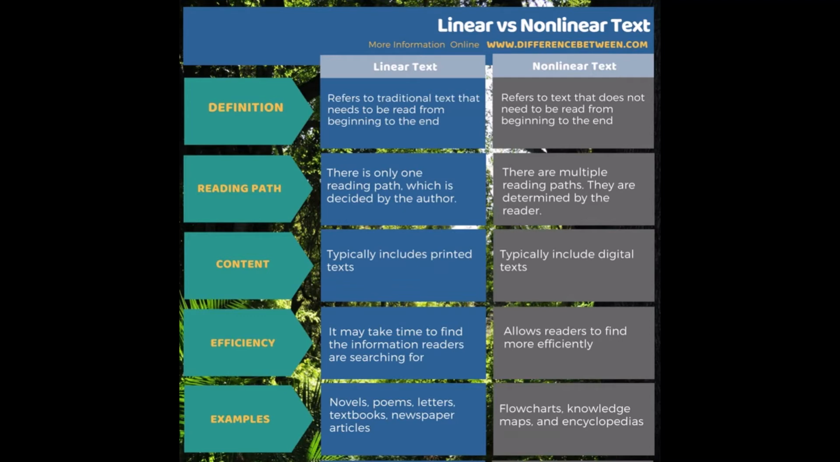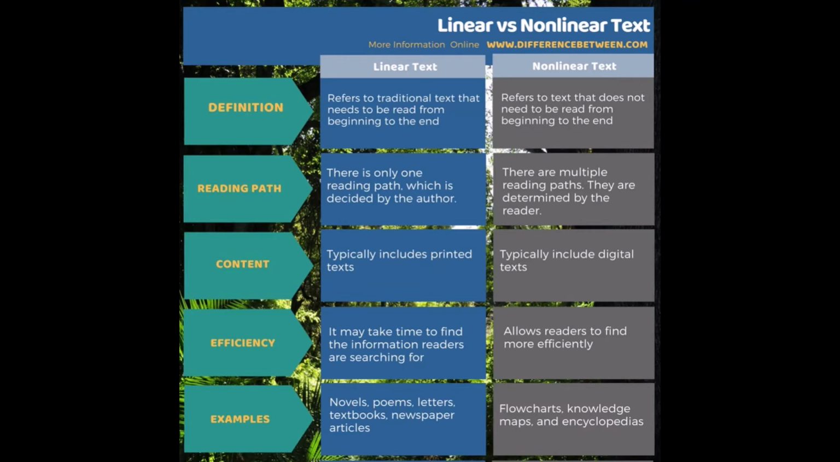For additional info, here are the differences between linear text and nonlinear text. They can be differentiated according to definition, reading path, content, efficiency, and examples. Let's start with the definition. As you can see, linear text refers to traditional text that needs to be read from beginning to the end. So since it is a linear text or a written text, it should be read by the readers from beginning to the end to understand what the information is all about.